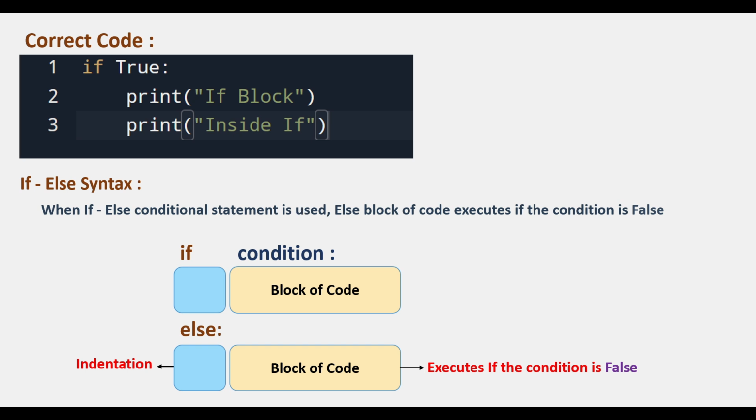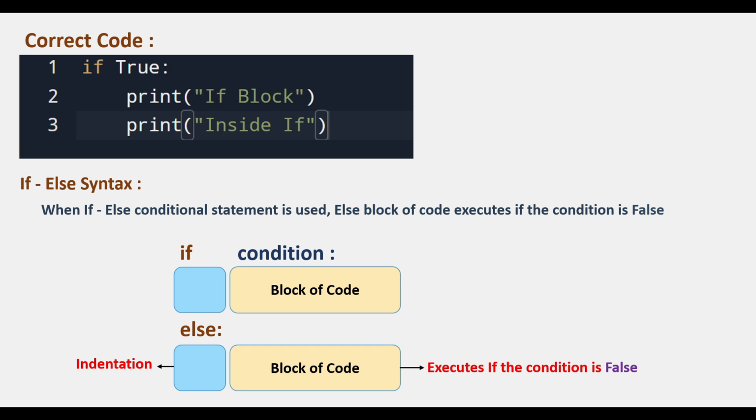In this video, we are going to learn the if else condition. In the previous video, we learned about the if condition. See here, if the condition is true, the block of code will be executed. Otherwise, the else block of code will be executed. When the if else statement is used, the else block of code executes if the condition is false.